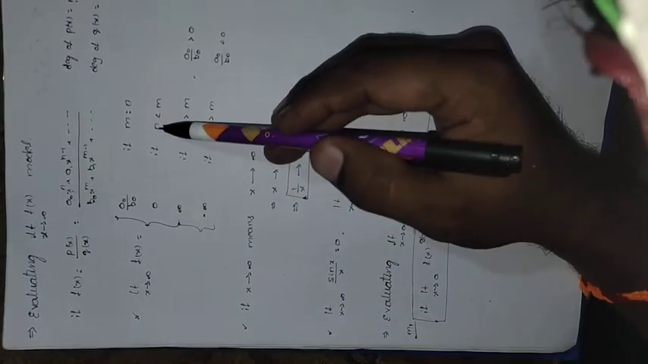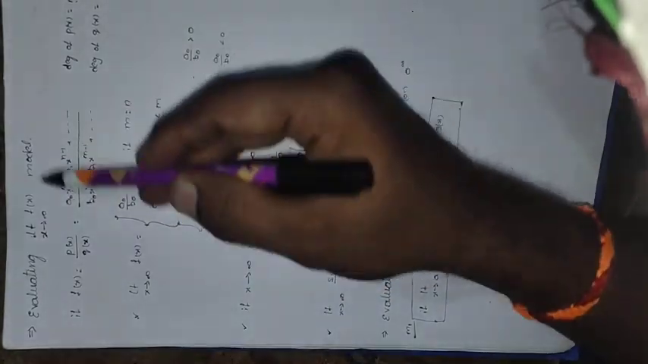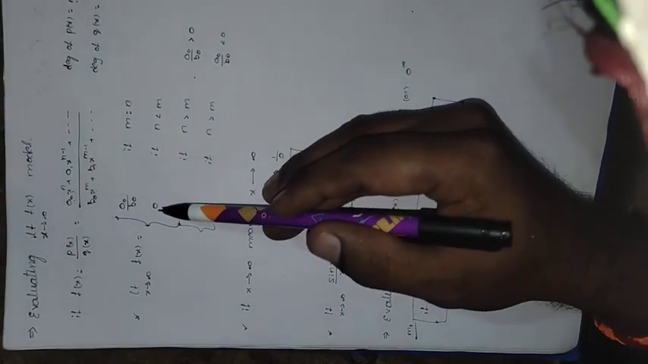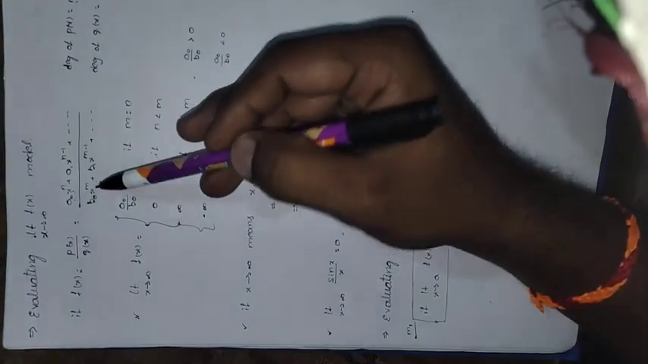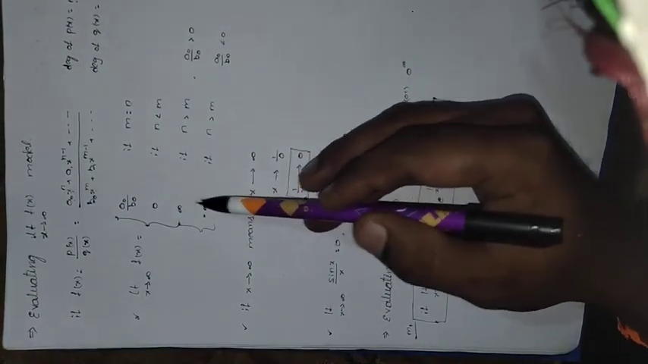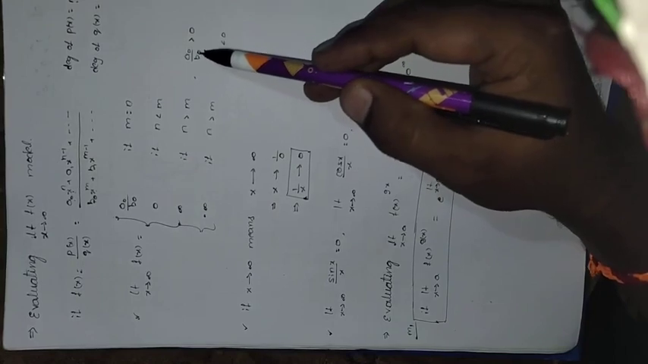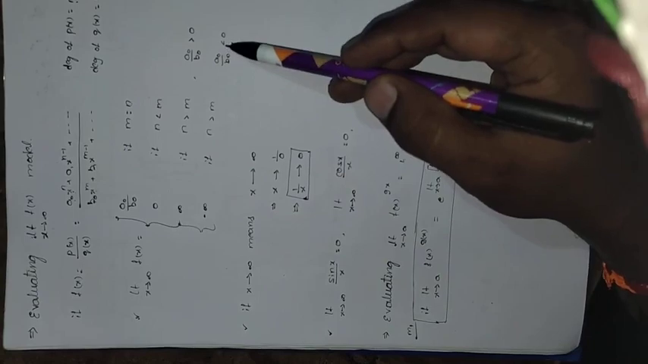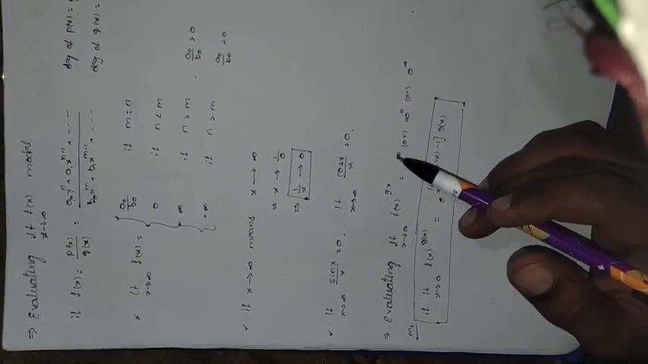If the numerator polynomial degree is less than the denominator degree, then the result becomes 0. If the numerator degree is more than the denominator degree, then the result again has two cases: if a naught by b naught is positive, it becomes positive infinity, and if a naught by b naught is negative, it becomes negative infinity. So these are the conditions.